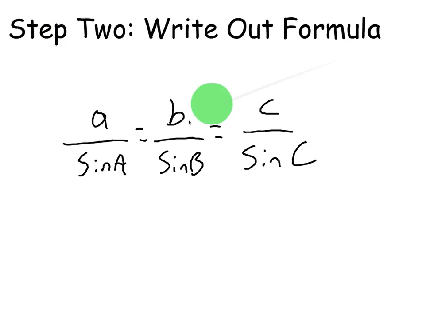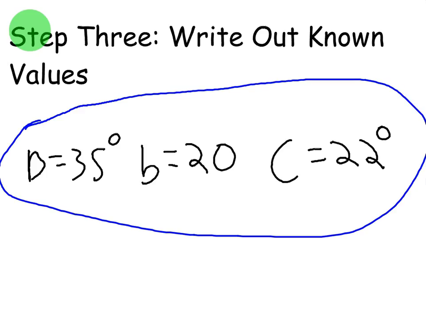Let's write out the formula for law of sines. Little a over sine of big A equals little b over sine of big B equals little c over sine of big C. Now we're going to write out what we know. Since we labeled everything, we can say that big B is 35, little b is 20, and angle C is 22 degrees.